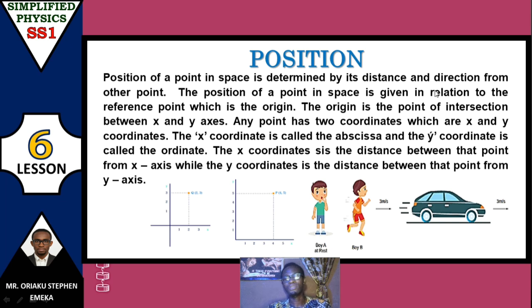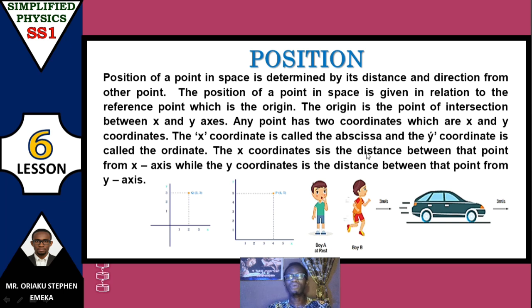Like those of us who have already started being conversant with graph work, whereby we are trying to plot on a Cartesian plane, that is the x and y axis. So when we talk about the position of a body, position of an object, it is the position of this body in relation to the reference point. For a Cartesian plane, the origin is the point of intersection between the x and the y axis, and for our axes we have what we call the coordinates.